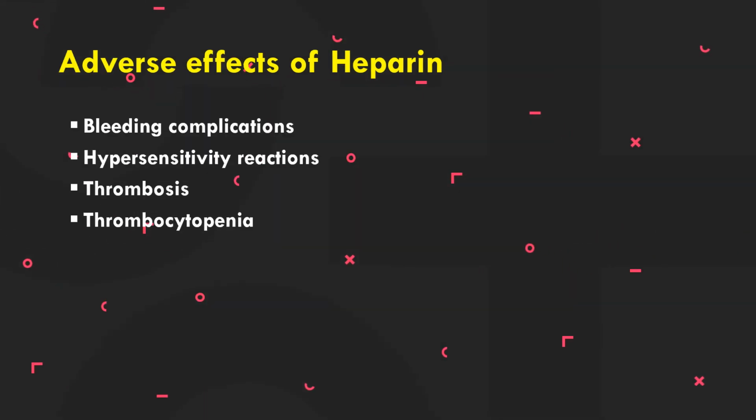So if you move on to adverse effects of heparin or the toxicity of heparin, since these are anticoagulants, they are stopping the coagulation. So of course they can lead to many effects. Like number one, bleeding complications, hypersensitivity reactions, thrombosis and thrombocytopenia. We'll be discussing them one by one.